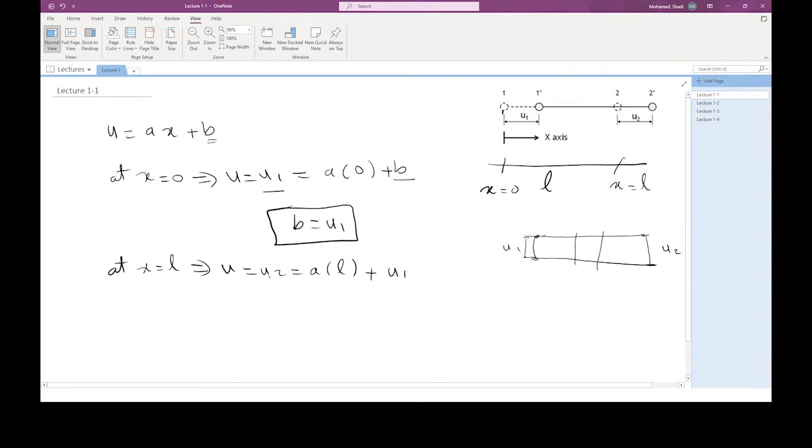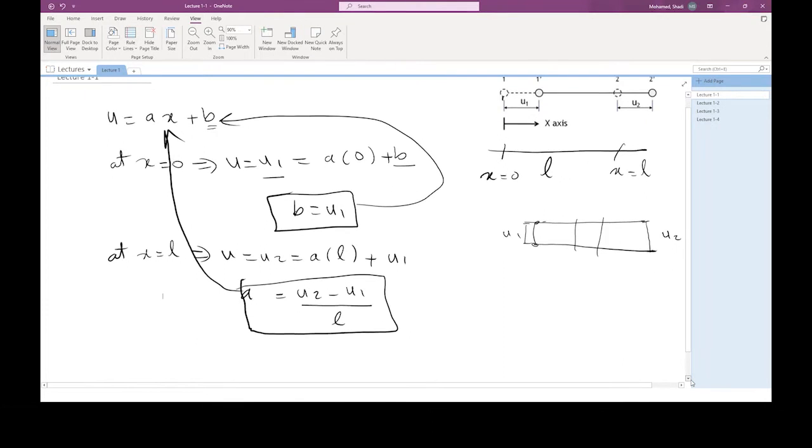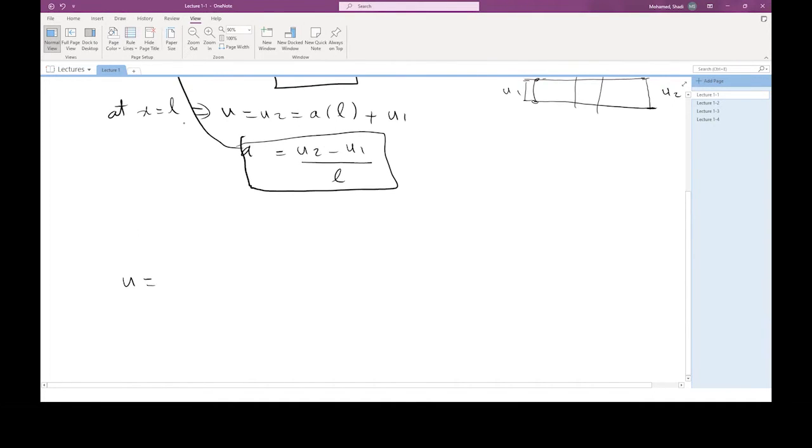Now, if you look into this equation, you have everything except for A. So you can write A L is equal to U2 minus U1, or divide everything by L, and this way you get rid of this L here. A equal to U2 minus U1 divided by L. Now I'm going to take this back into the equation and rewrite the equation. So you have U to be A X plus U1. Now you have the expression for A. This is U2 minus U1 over L.